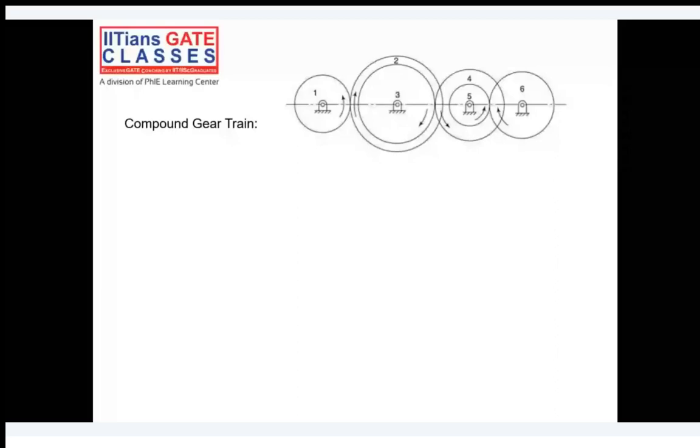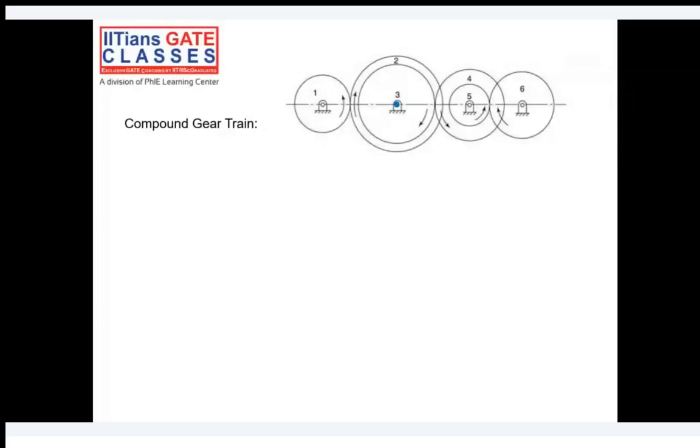Now let's say the first gear is rotating in counterclockwise direction, the second gear will rotate in a clockwise direction. If the second gear is rotating in clockwise, the third will also rotate in clockwise, because the second and third gear are mounted on the same shaft. So they will have the same direction, they'll rotate in the same direction. In this case they are rotating in clockwise direction.